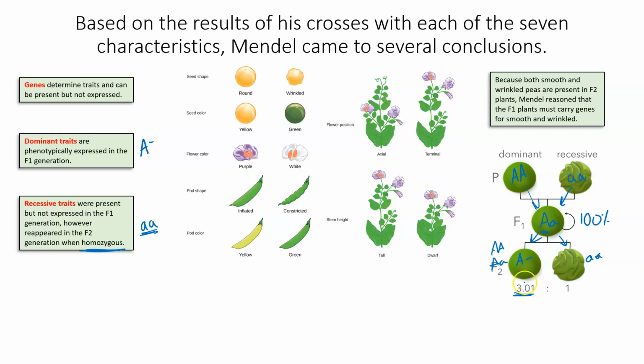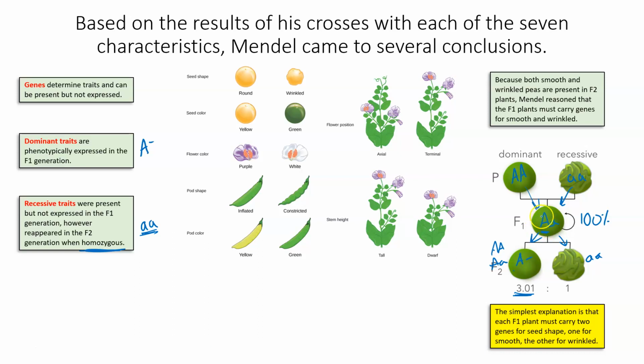Okay, again 75% because you have ultimately more options that give rise to this dominant phenotype, 25% because there is only one genotypic option that gives rise to this recessive phenotype. Okay, the simplest explanation is that each F1 plant must carry 2 genes for seed shape, one for smooth, the other for wrinkled. Again, F1 plants, they carry the dominant for smooth. They also carry the recessive for wrinkled.